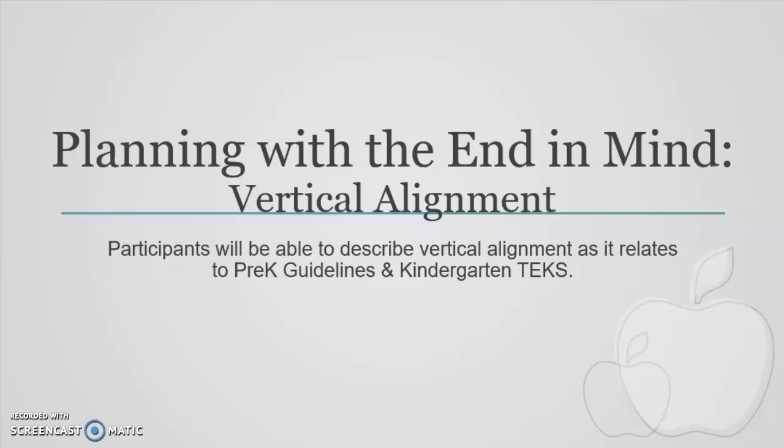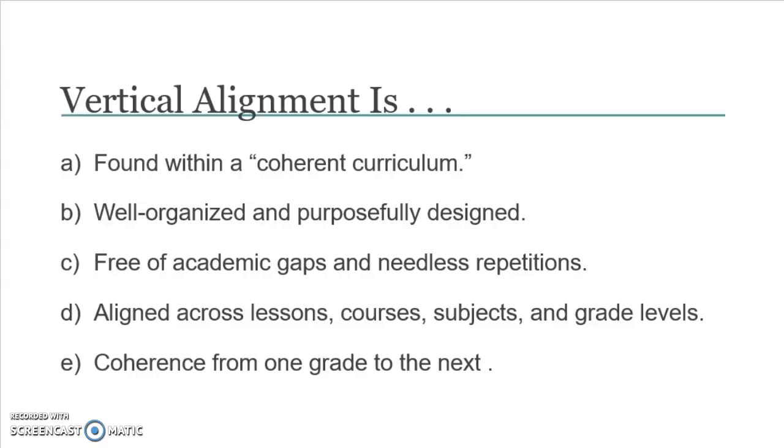First, we're going to be talking about planning with the end in mind, vertical alignment. So this is where we're going to be able to describe vertical alignment and relate it to the pre-K guidelines in the classroom. Vertical alignment is essentially planning with the end in mind. It's found within a coherent curriculum that is well organized and purposefully designed, free of academic gaps and needless repetitions from grade level to grade level, aligned across lessons, courses, subjects, and grade levels, and is coherent from one grade to the next.